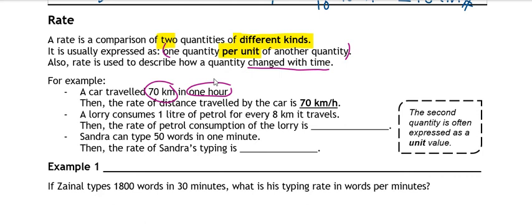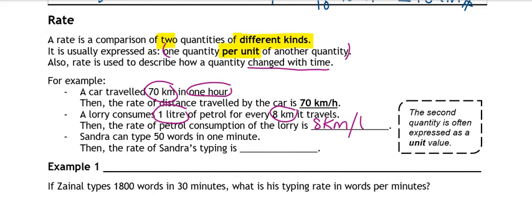A lorry consumes 1 liter of petrol for every 8 kilometers it travels. So the rate of the petrol consumption here. Let's express this in terms of one quantity per unit of another quantity. So the first quantity here, you are going to use 8 kilometers, right? And per, because here 1 liter is already expressed as a unit, you just have to put liter. So 8 kilometers per liter.